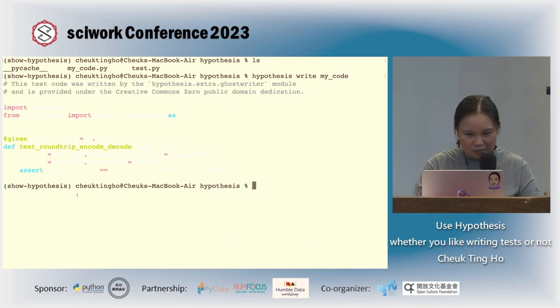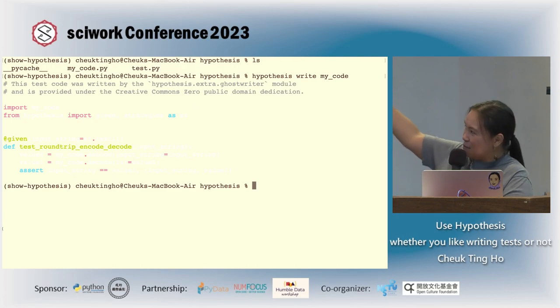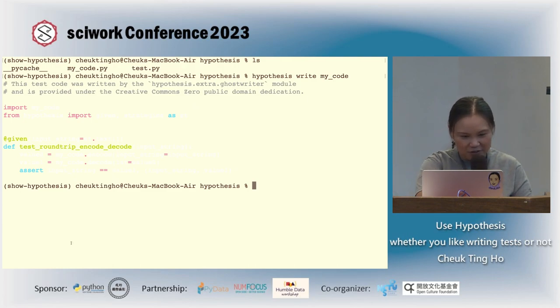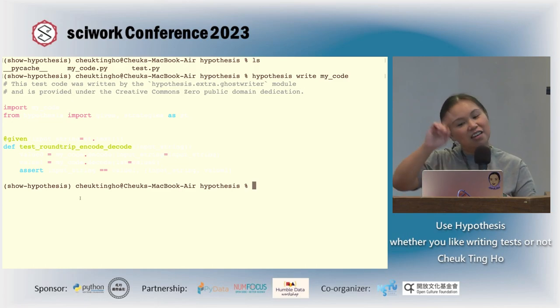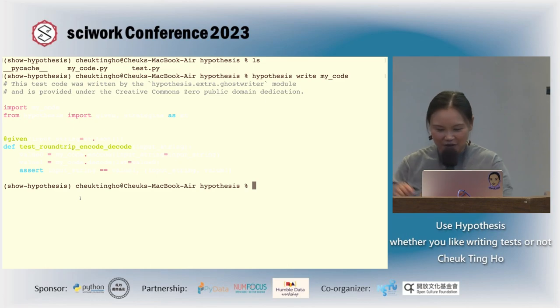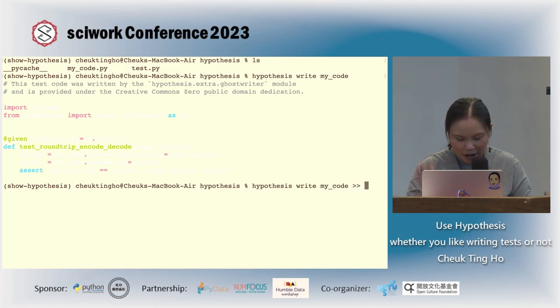Oh, the color is very weird. Sorry about that. Usually I use black as the background, but it's not very good with the projector. The coloring is so bad here with this code. So maybe I can solve this problem by putting it in a file. Then you can see better. You can pipe it into a test.